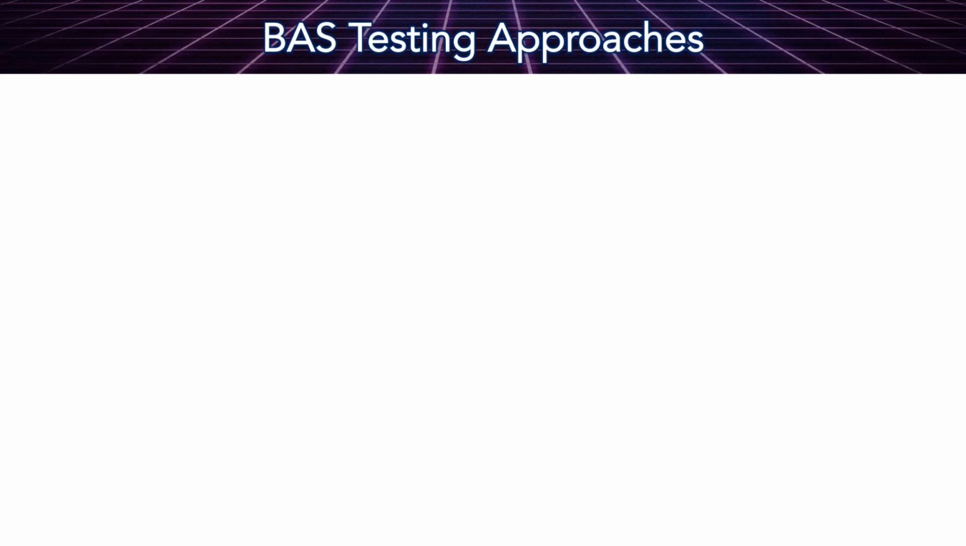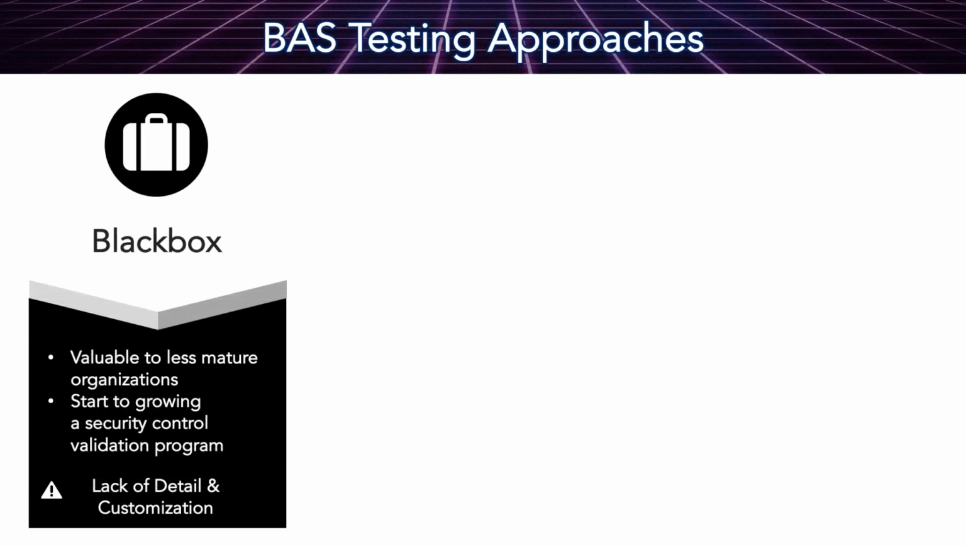So there's generally three ways of approaching this. The first is a black box approach, which leaves little visibility to the operator. It provides limited testing flexibility, although it is uncomplicated. So you can get off to a fast start. However, some organizations may find the lack of detail offered by a black box approach to be limiting.